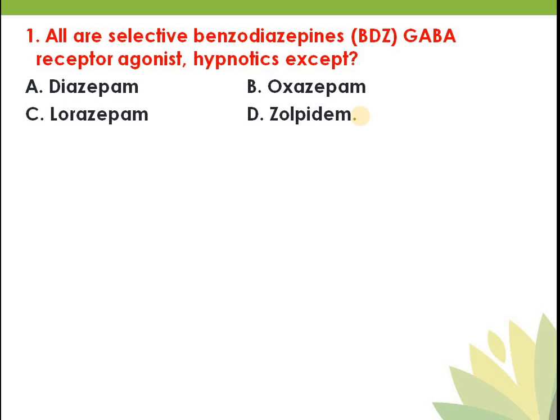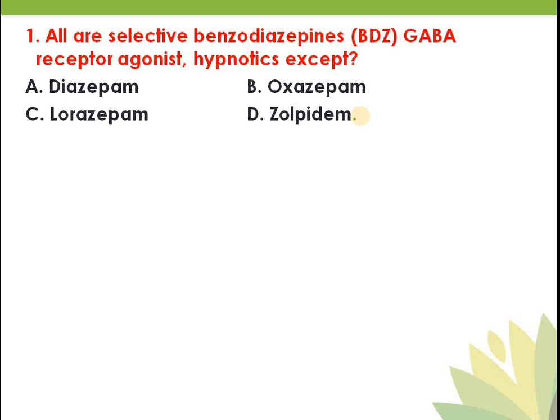Now diazepam itself in the body is converted into 3 metabolites. Diazepam itself in the body after metabolism is converted into desmethyldiazepam, then oxazepam and temazepam. So all 3 are active metabolites of diazepam. Okay, second question covered. Third question: diazepam is a drug of choice in status epilepticus. Remember, diazepam is a drug of choice in status epilepticus.